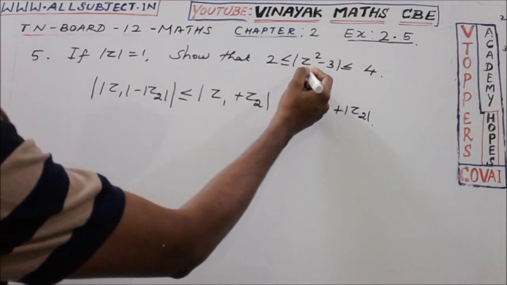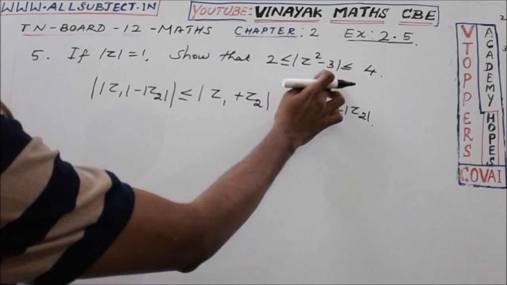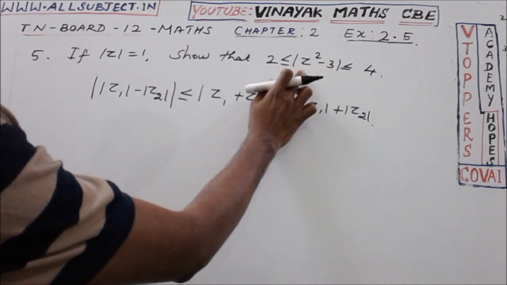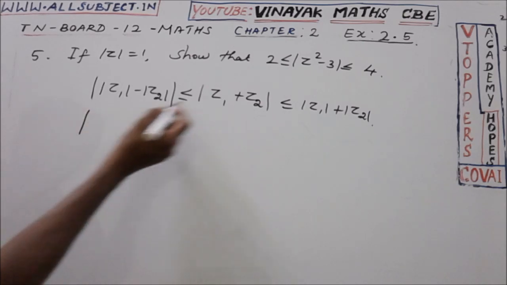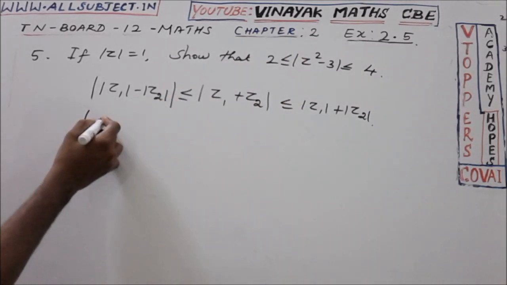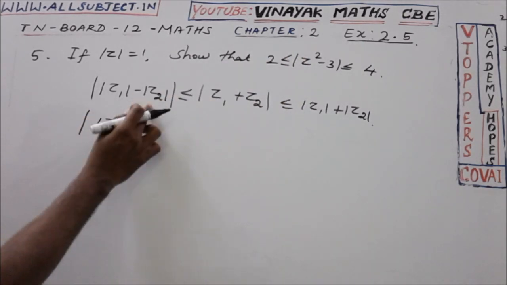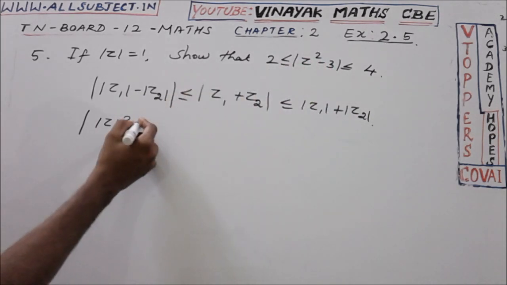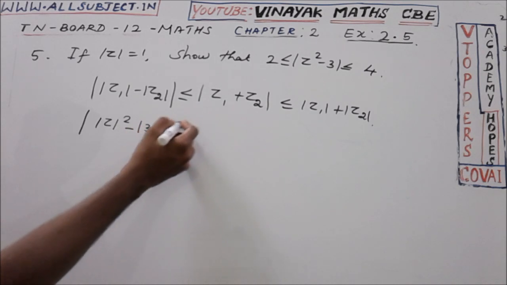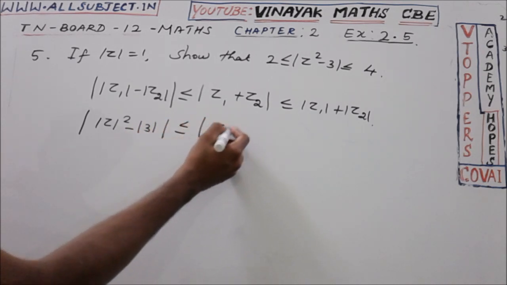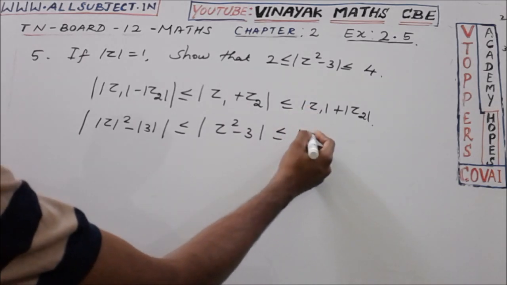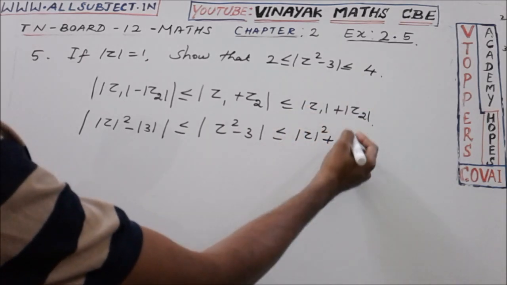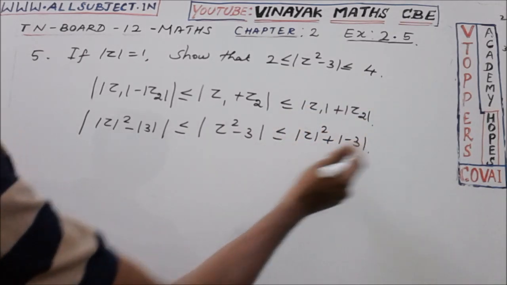So this is z1, and another one is z2. Substituting here, modulus of z square minus modulus of 3 is less than or equal to modulus of z square minus 3, which is less than or equal to modulus z square plus modulus of minus 3.